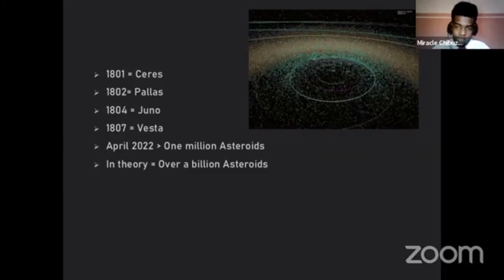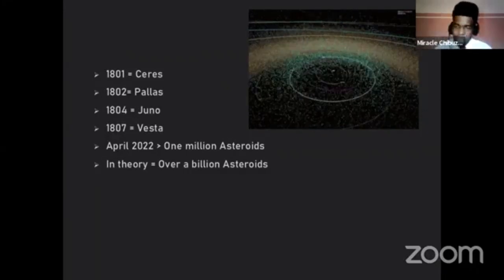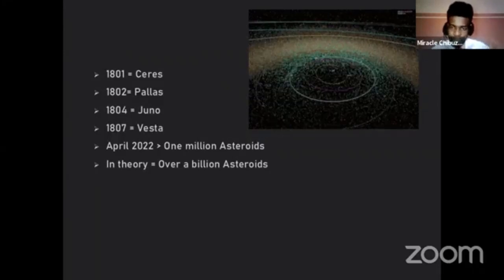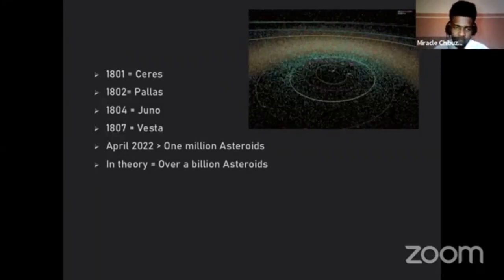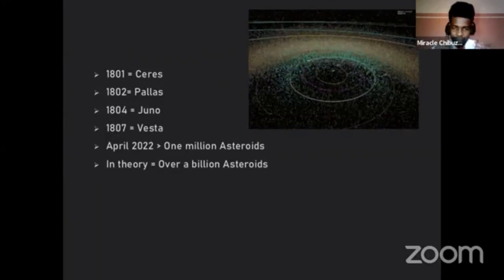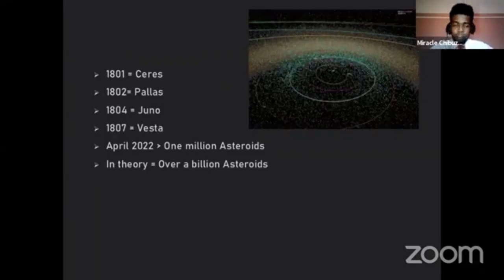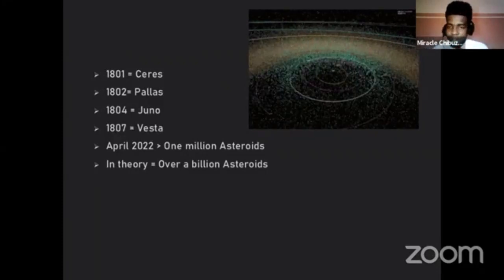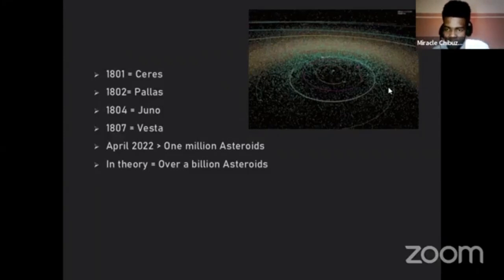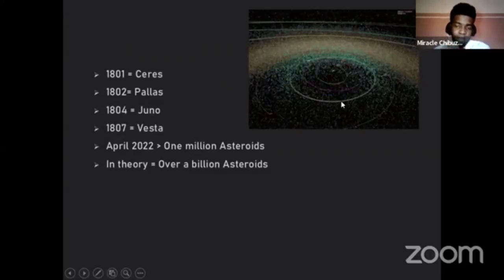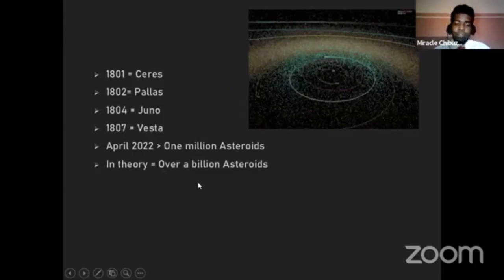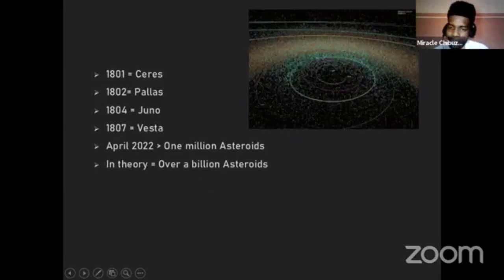Discovered in 1801, and as they continued pointing their telescope in that direction, the belt, they discovered Pallas in 1802. In 1804, they discovered Juno. In 1807, they discovered Vesta. So as of April 2022, they have discovered more than 1 million asteroids. This is the animation of those asteroids that have been discovered. They have discovered up to 1 million, but in theory, we believe that there are about 1 billion asteroids.